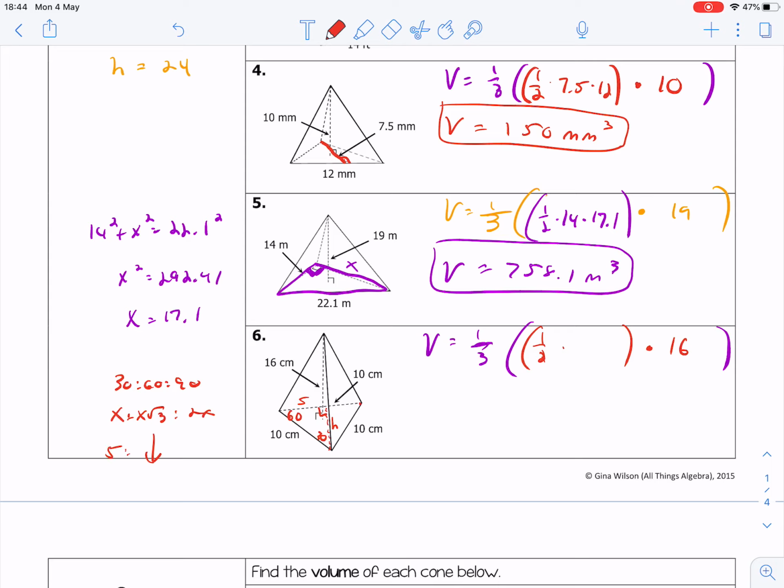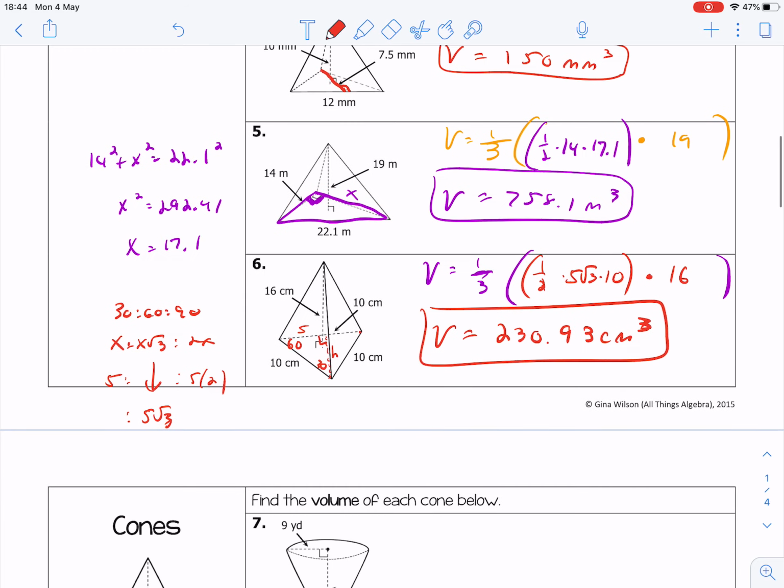And then our hypotenuse is going to be 5 times 2, which is 10. Boom, we already got that. And our height is going to be 5 square roots of 3. There we go. So our height is going to be 5 square roots of 3 times our base, which is 10. Cool. And that's it. So our volume is going to be, after we do all that, 230.93 centimeters cubed. And there are your pyramid examples.